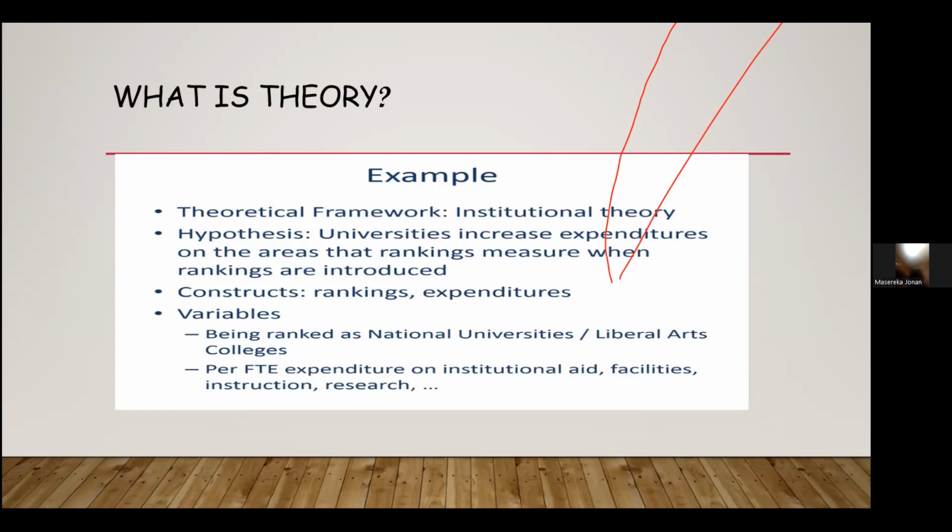Still somewhat abstract, right? And now the variables are if an institution is ranked or not, as well as per full-time equivalent student expenditure on different activities. So you see how the design aspect of the study has been formed by the theory that I employed.